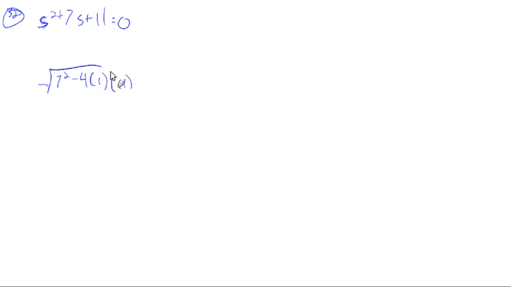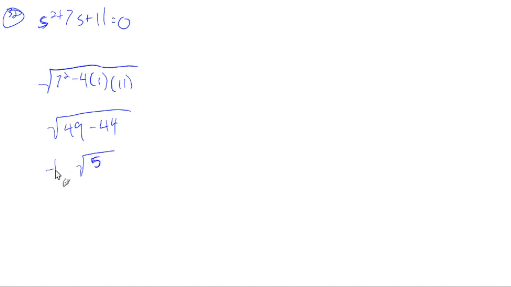Now let's try number 32. S squared plus 7s plus 11 equals 0. So just look at this discriminant. That's b squared, 7 squared, minus 4 times a times c. So that is 49, minus 44. That's the square root of 5.